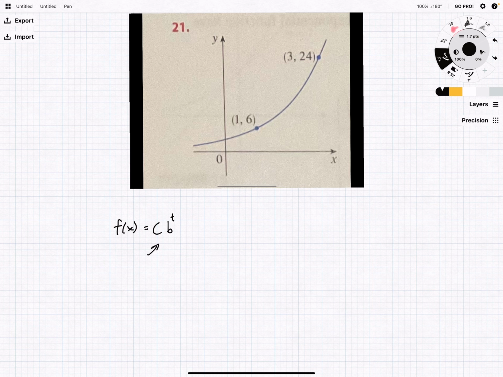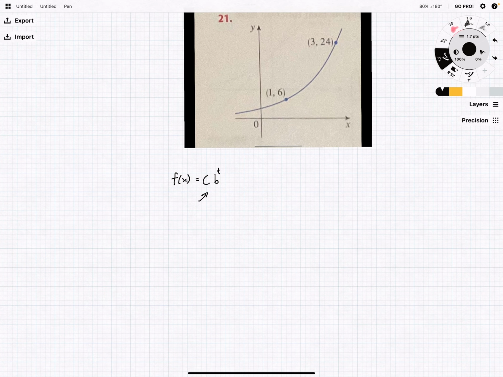It's pretty interesting. So here's what we're going to do. We're going to set up a couple of equations. So first, we have input 1, output 6. So we're going to have 6 equals c b to the 1, okay? Our second equation, we're going to have input 3, output 24. So we're going to have 24 equals c b to the 3. Okay, excellent. So let's work with this one first.